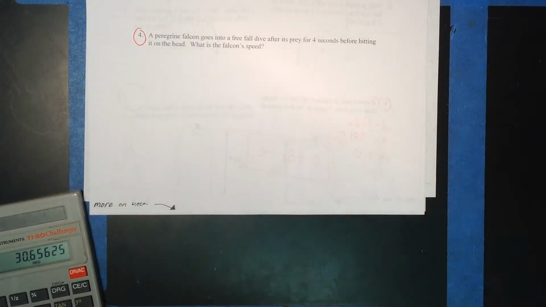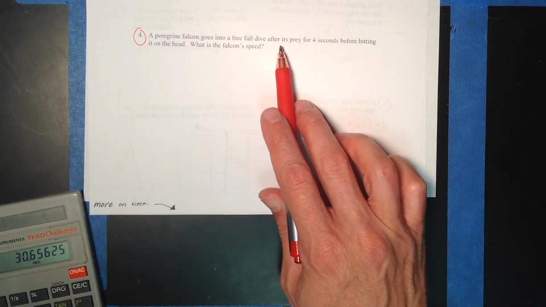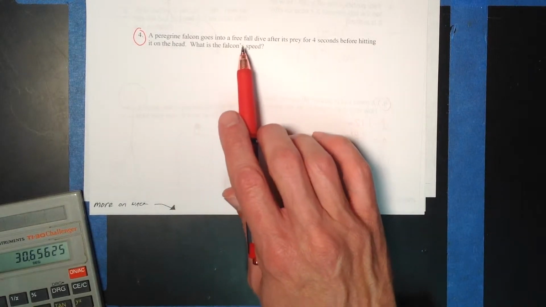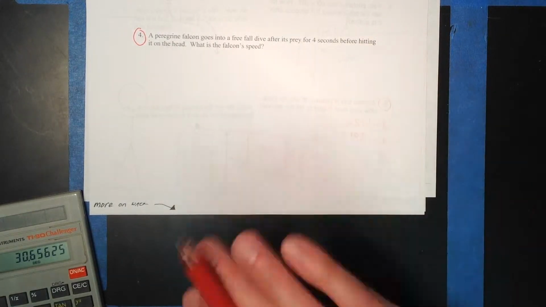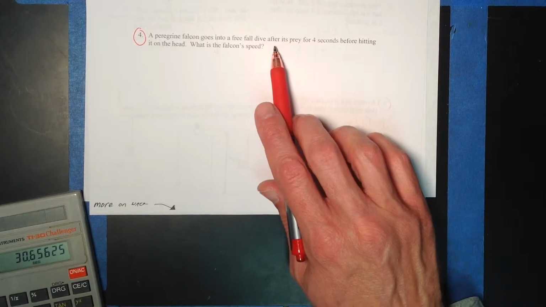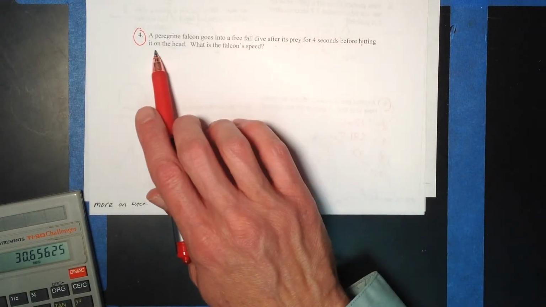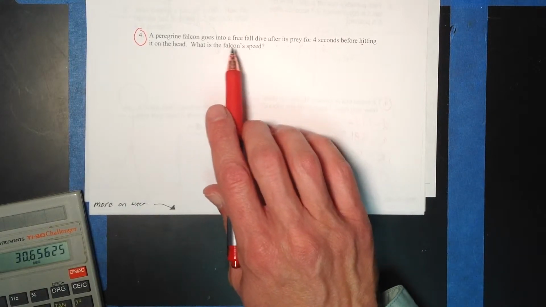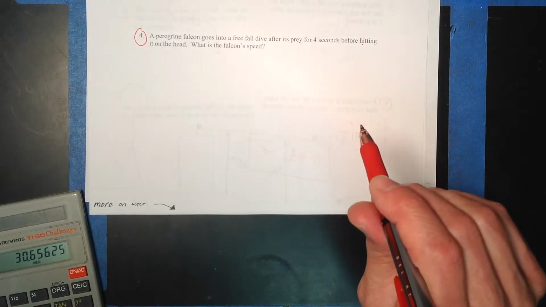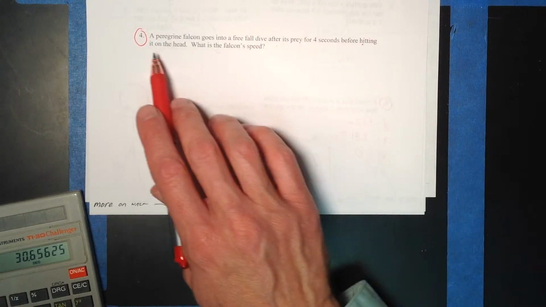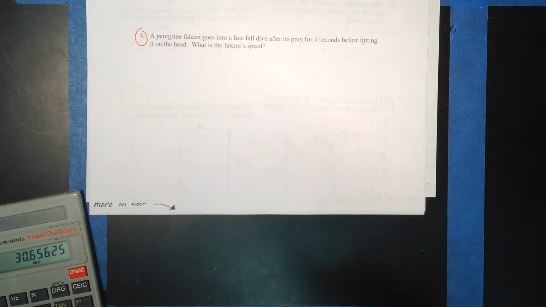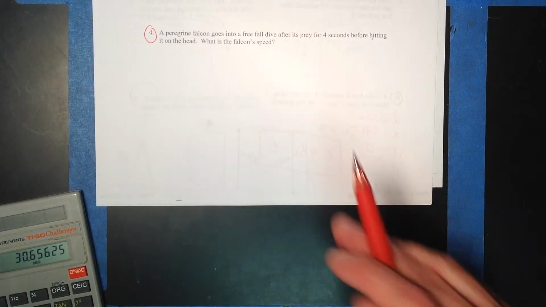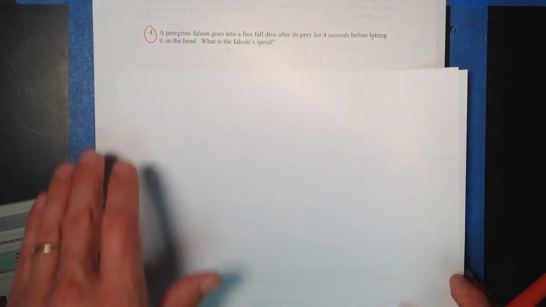That is number 3 on the back, and then soldiering on to number 4. A peregrine falcon goes into a free fall dive. Now this is a little weird with the bird, but it's free fall, it's falling freely, so disregard the wings and all that other stuff. After its prey for 4 seconds before hitting it on the head, what is the falcon's speed? And what that means is, what is the falcon's speed right as it's hitting the prey on the head after the 4 seconds? Not the clearest question, but that is what it means.